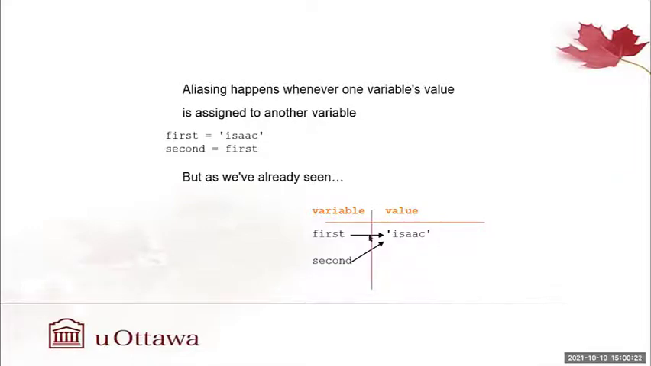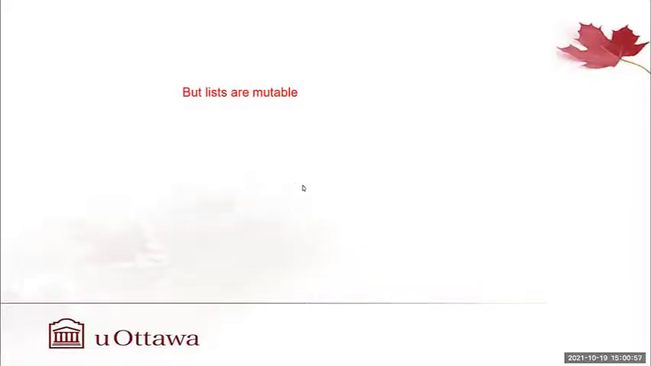We have already covered that, but what if I did a concatenation here, where I added the last name to the variable first? Variable first will now be pointing to Isaac Newton. Meanwhile, second will continue to point to Isaac. Why? Because remember, strings are what, guys? Immutable.